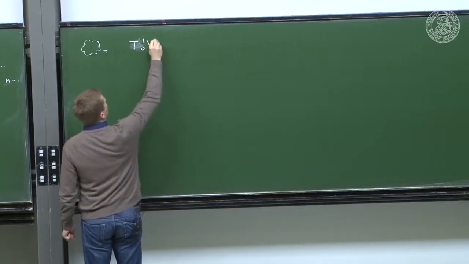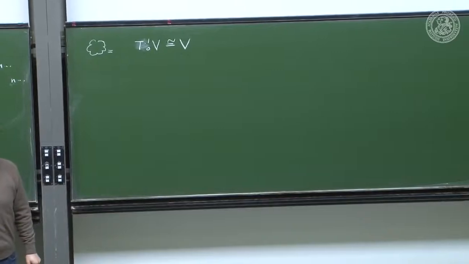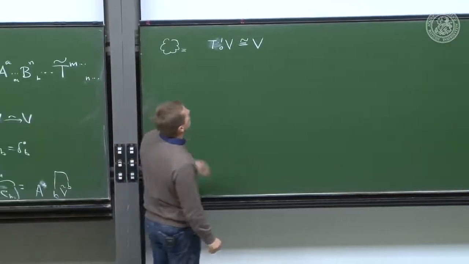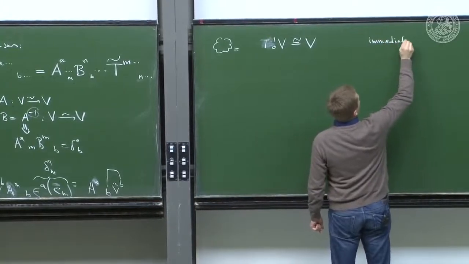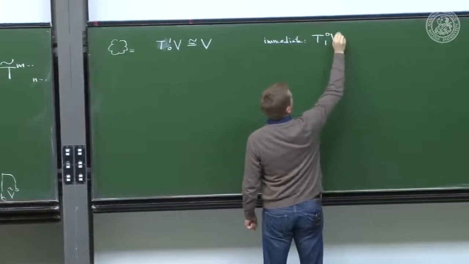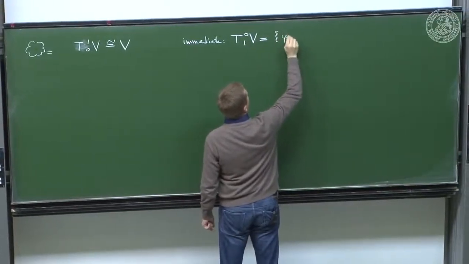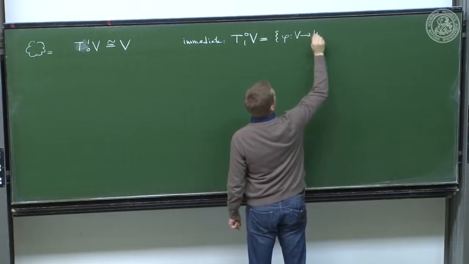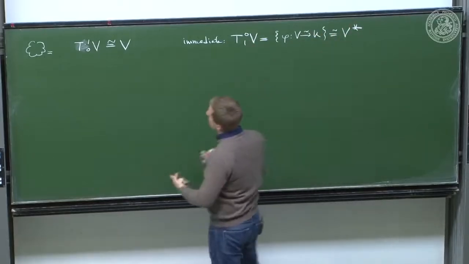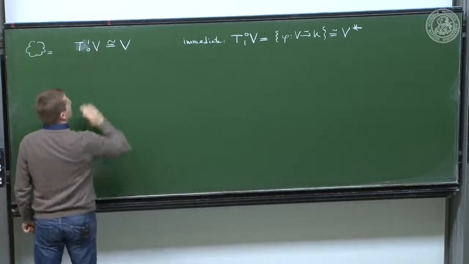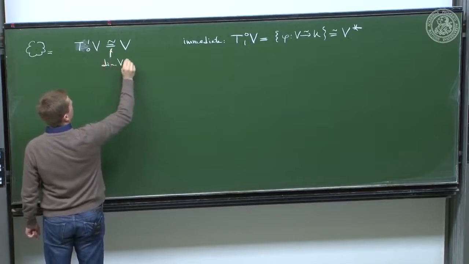1, 0 tensor over V, that's actually the same as a vector. 1, 0 tensors are vectors. But it was not so immediate. Immediate is that the 0, 1 tensors over V, they are all the linear maps phi from V to K, but that's by definition V star. So that the 0, 1s are V stars is immediate. That the 1, 0s are V is not immediate, and it's only true if V is finite dimensional.